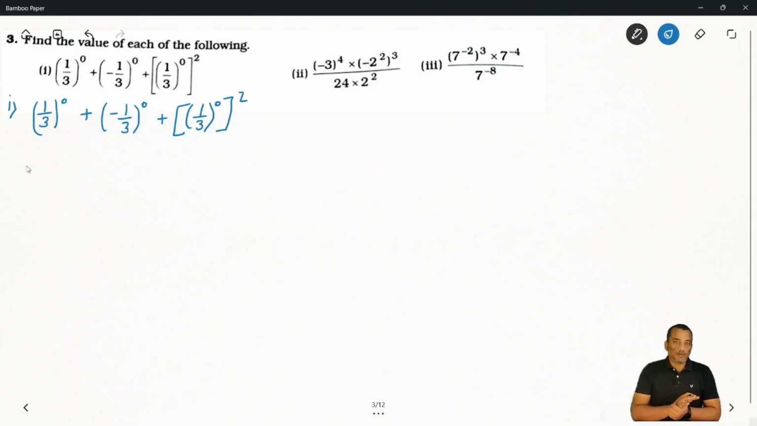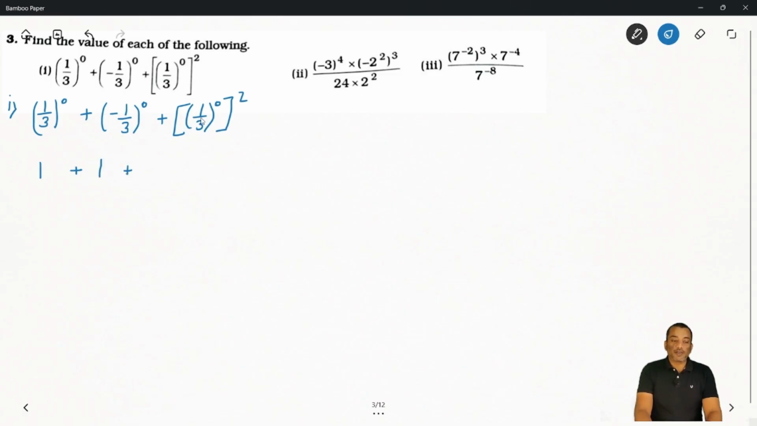A lot of people make a mistake. So be careful here: whenever the power on any number is 0, its value will be 1, not 0. So we can say here (1/3) power 0. So we can say it is 1. Same way you can say (-1/3), again power is 0. So here also many people write -1, it will not be -1, it will be 1. So we can write here 1.